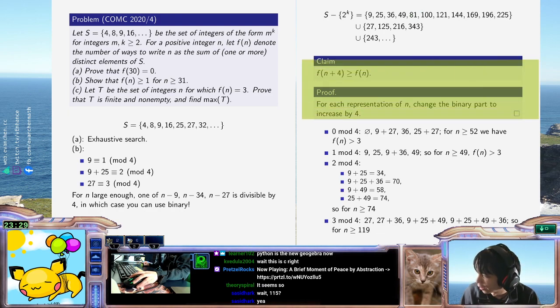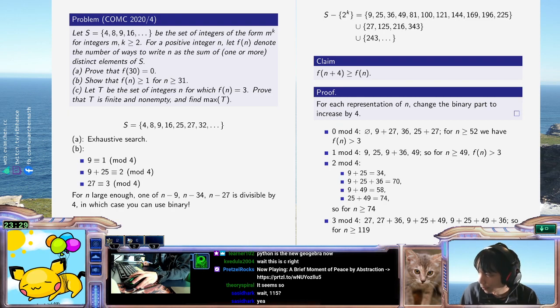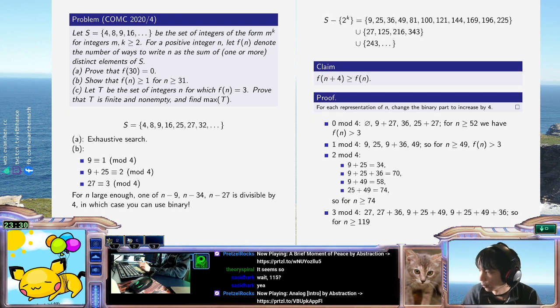So also, I don't really think I needed this. I never actually used this, right? I think it's good intuition, but I don't think I used it in my proof. Okay, let's bash 115.